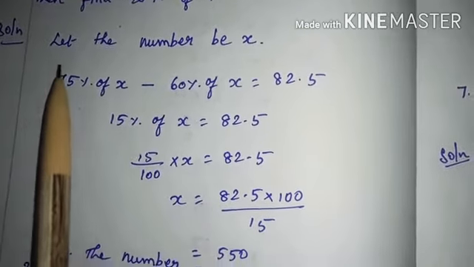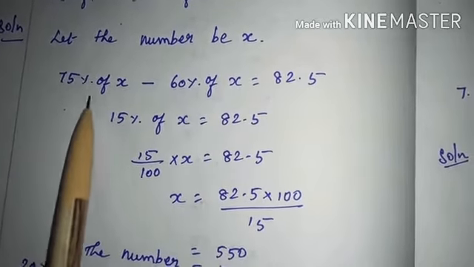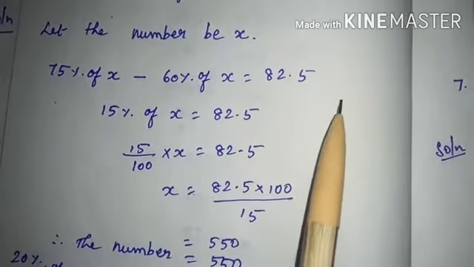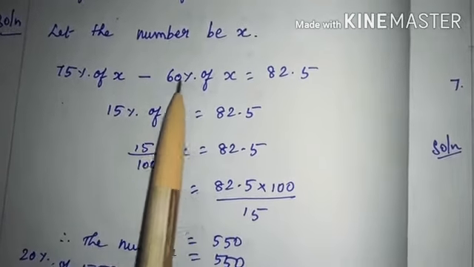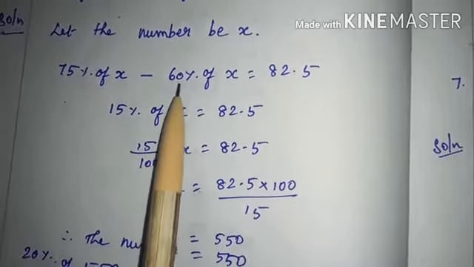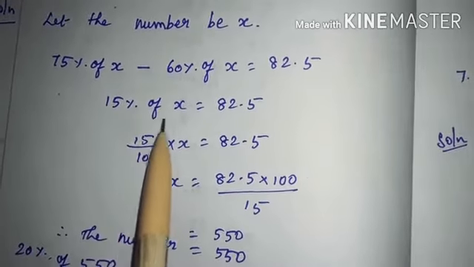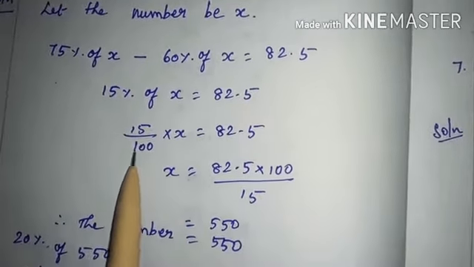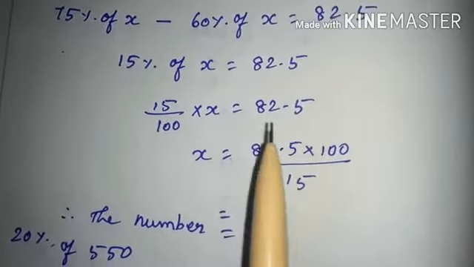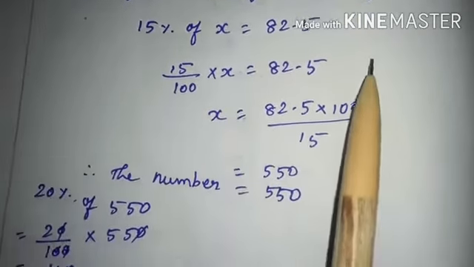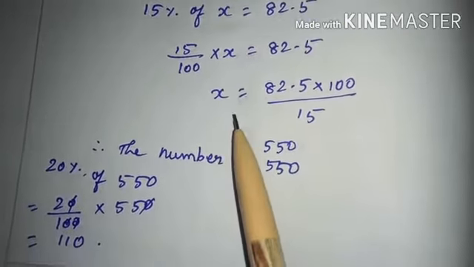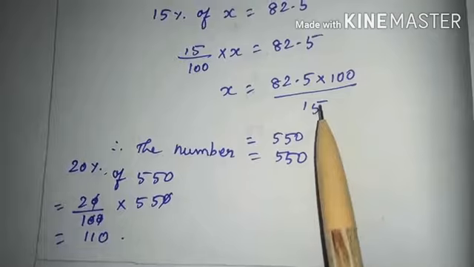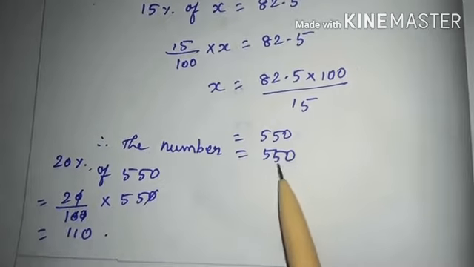For that, first let the number be x. 75% of x minus 60% of x is given as 82.5. When you subtract 75% and 60%, we get 15% of x equal to 82.5. 15% of x can be written as 15 by 100 into x, which is equal to 82.5. Again, when we move this fraction to the other side, it becomes reciprocal. Then we get x equal to 82.5 into 100 by 15. When we cancel it by the common factors, we get the number as 550.